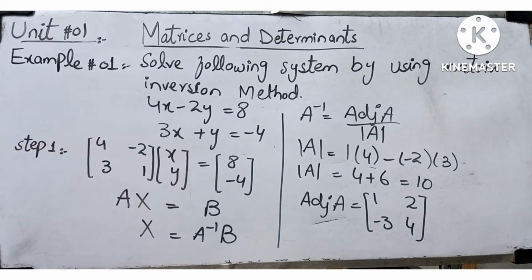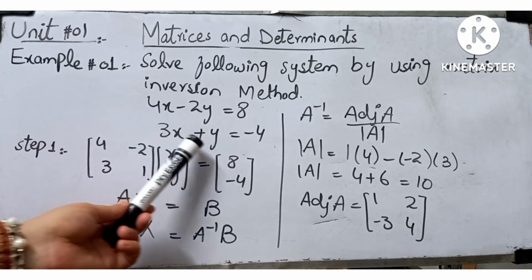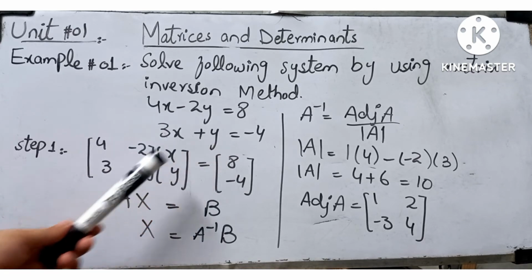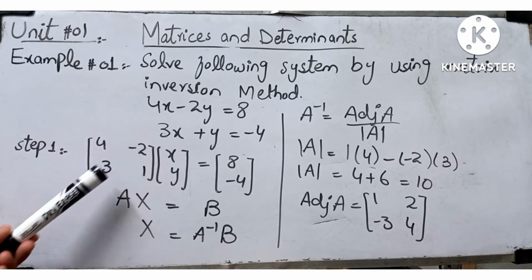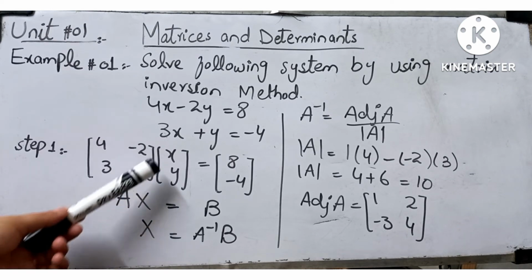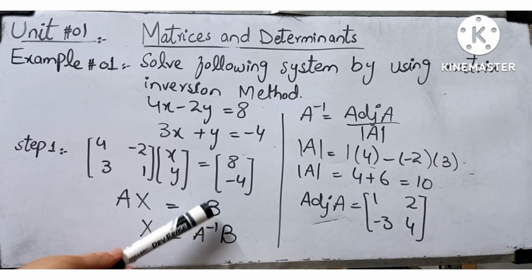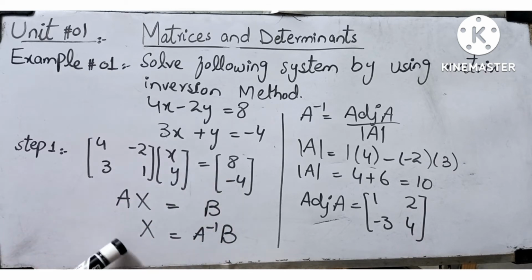When you are writing the coefficients, you have to write the signs according to the coefficients. Here 2 has the minus sign, 3 has the plus sign, and 1 has also the plus sign. So write signs according to the coefficients. Here is the matrix A, which is 4, minus 2, 3 and 1. The next matrix is matrix X, having values x and y, and the matrix B is a matrix having values 8 and minus 4. X is equal to A inverse into B.